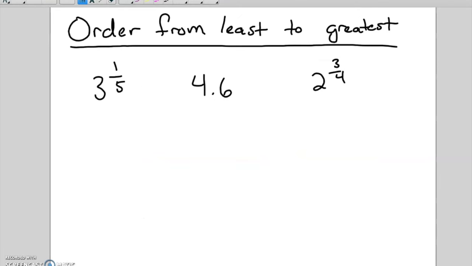All right. Try this one. It's least to greatest this time. And then push play when you have it. All right.